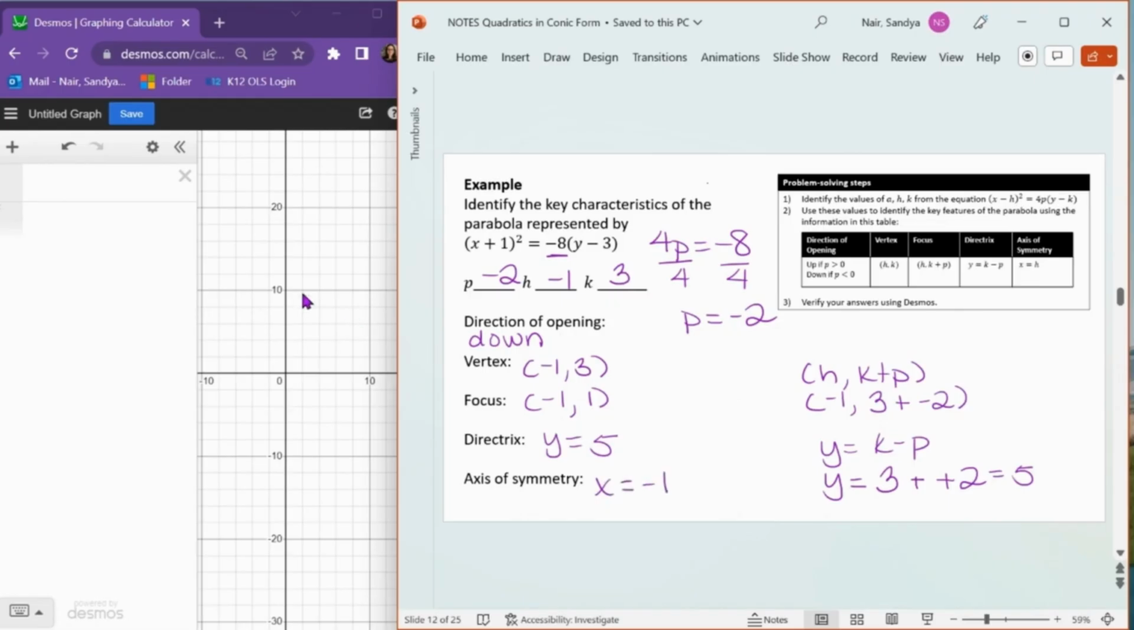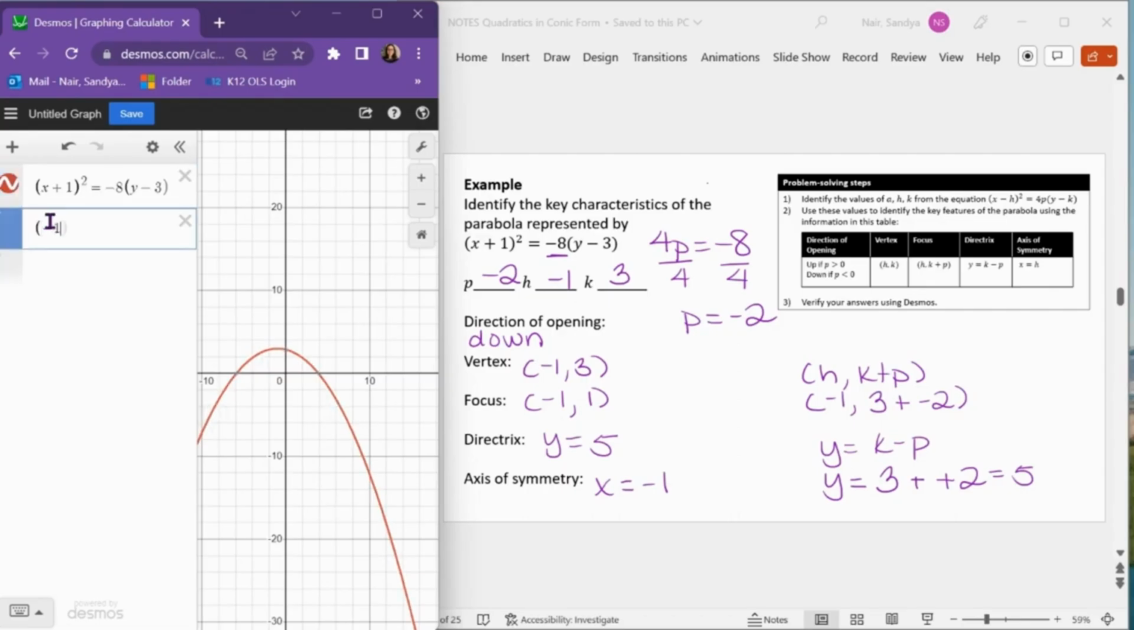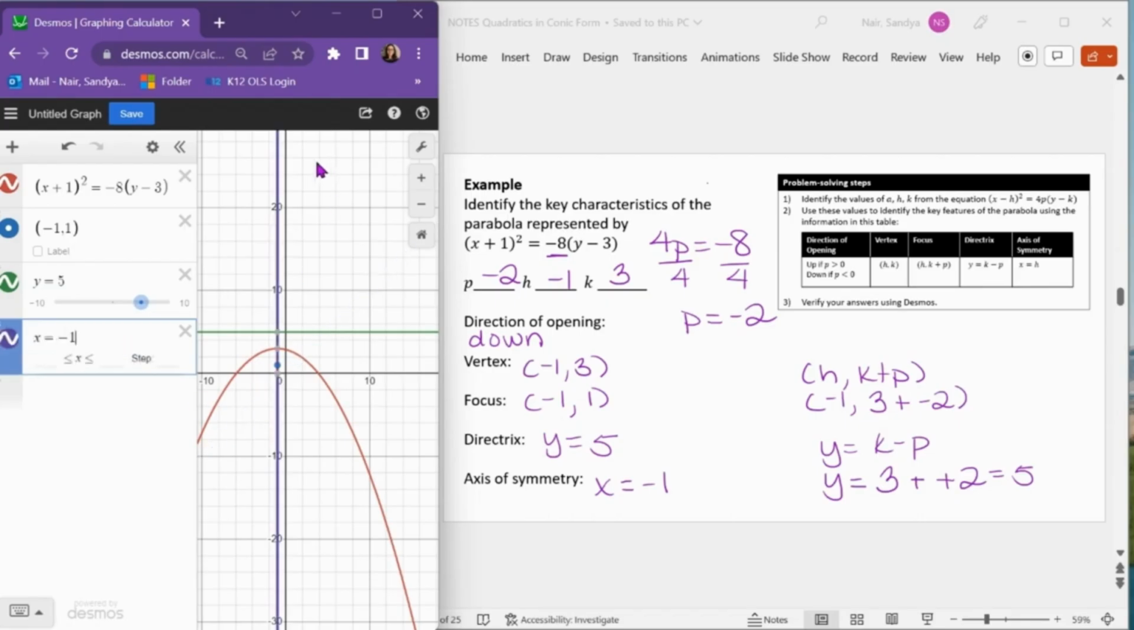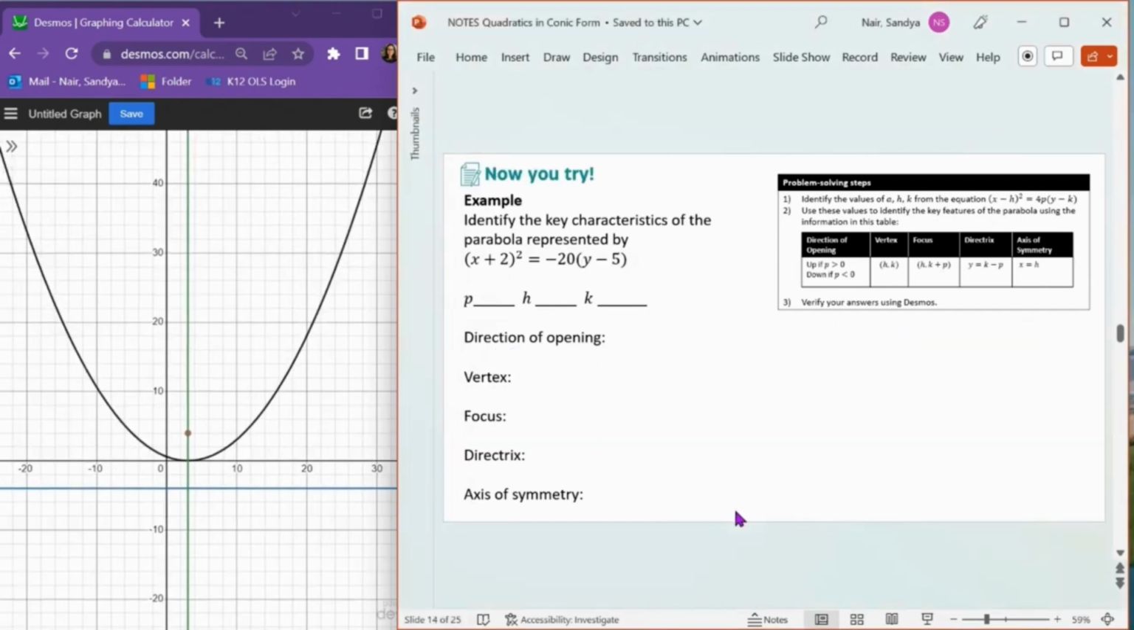So remember, we can always use graphing and Desmos to verify everything that we've just figured out. So we have (x plus 1) squared equals -8 times (y minus 3). If we click on the vertex, it tells us the coordinates. It's at (-1, 3). We can see that this parabola does open down. We can also see that the focus is inside the parabola and the directrix is on the opposite side if we do y equals 5. If we type in the axis of symmetry, x equals -1, we can see that it does cut our parabola in half. So now you can go ahead and pause the video and try doing this example on your own.